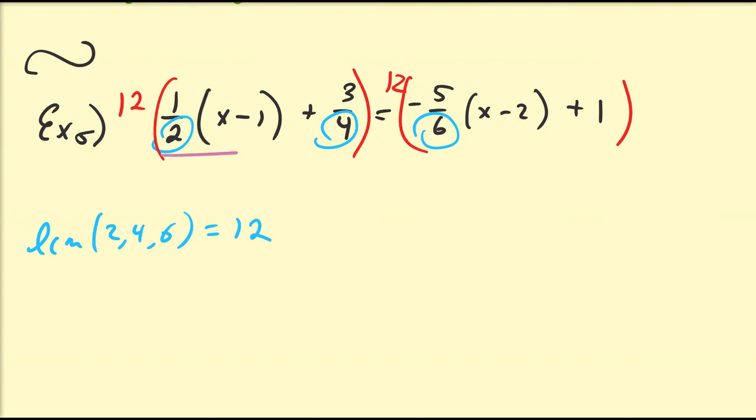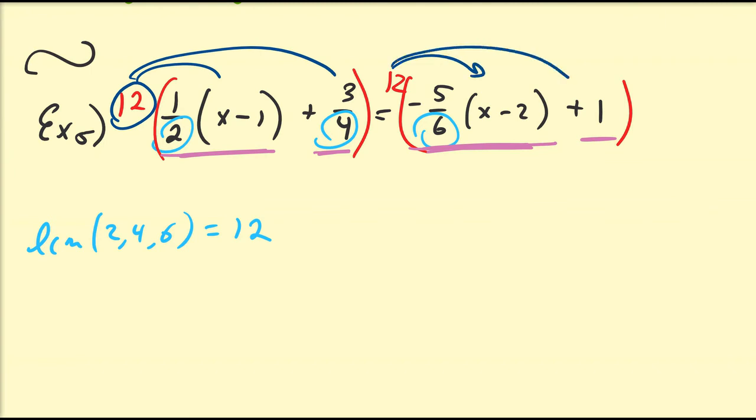So to do this, you need to identify where the terms are. So I have 1/2 of x minus 1 as a term, 3/4 as a term, negative 5/6 of x minus 2 as a term, and 1 as a term. So I'm going to distribute 12 to the first term, the second term, and so on. So once I do that, I'm going to have 12 times 1/2, which is going to be 6, times x minus 1. 12 times 3/4 is the same as 12 divided by 4, which is 3, and 3 times 3 is 9.